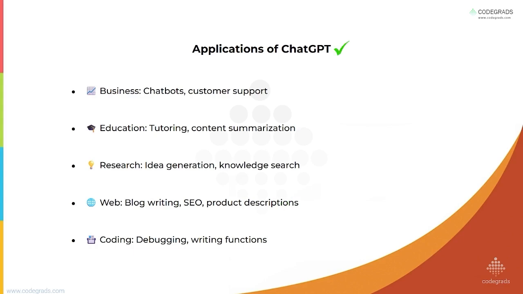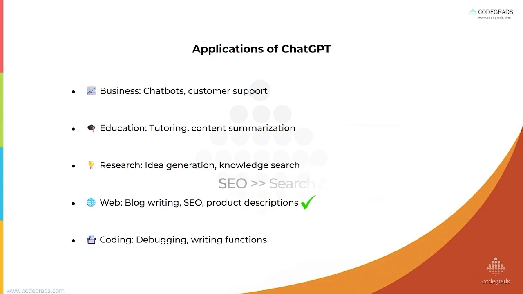Now, moving on with the applications of ChatGPT, we can use it in business for the creation of chatbots or for customer support. In education, we have tutoring and content summarization. We can also use it for research purposes, for idea generation, knowledge research. It is also used in the medical field. Recently, it is vastly being used for research purposes for creation of new drugs and for any critical health related issues also.